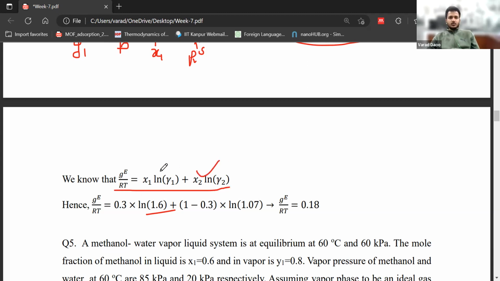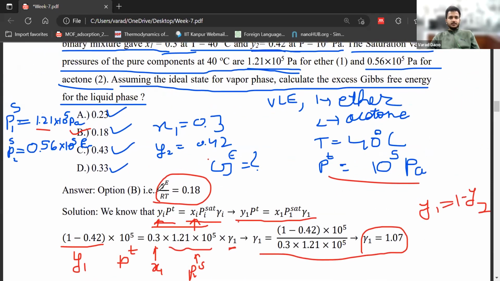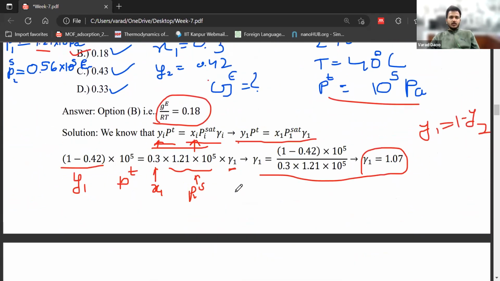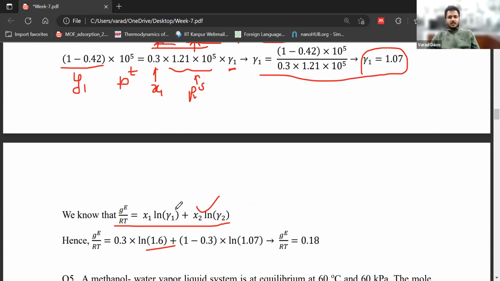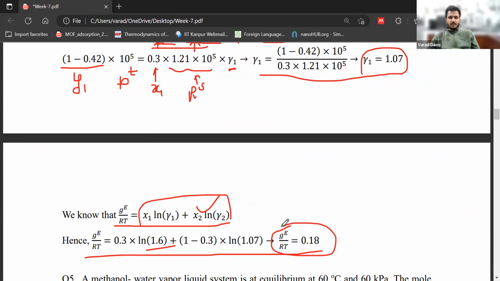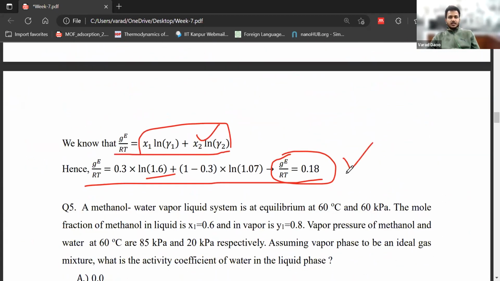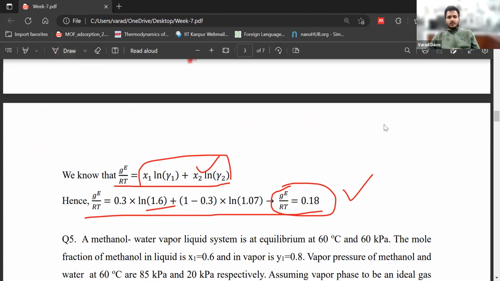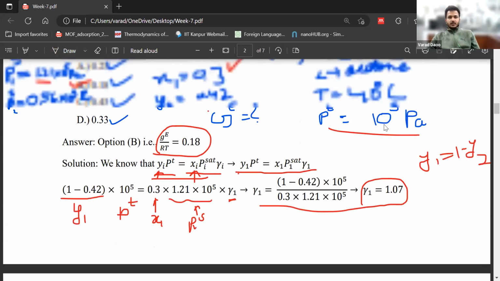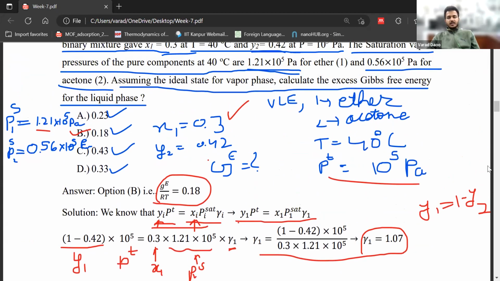We know the value of x1, and x2 will be 1 minus x1. So we put the known values into this expression, and we find that GE by RT is nothing but 0.18. And this is what is asked, right? The correct answer is option 0.18. I hope the question is clear to everyone. If anybody has any doubt, they can ask. Otherwise, if anybody wants to write it down, I'll give a couple of minutes for you to write it down.